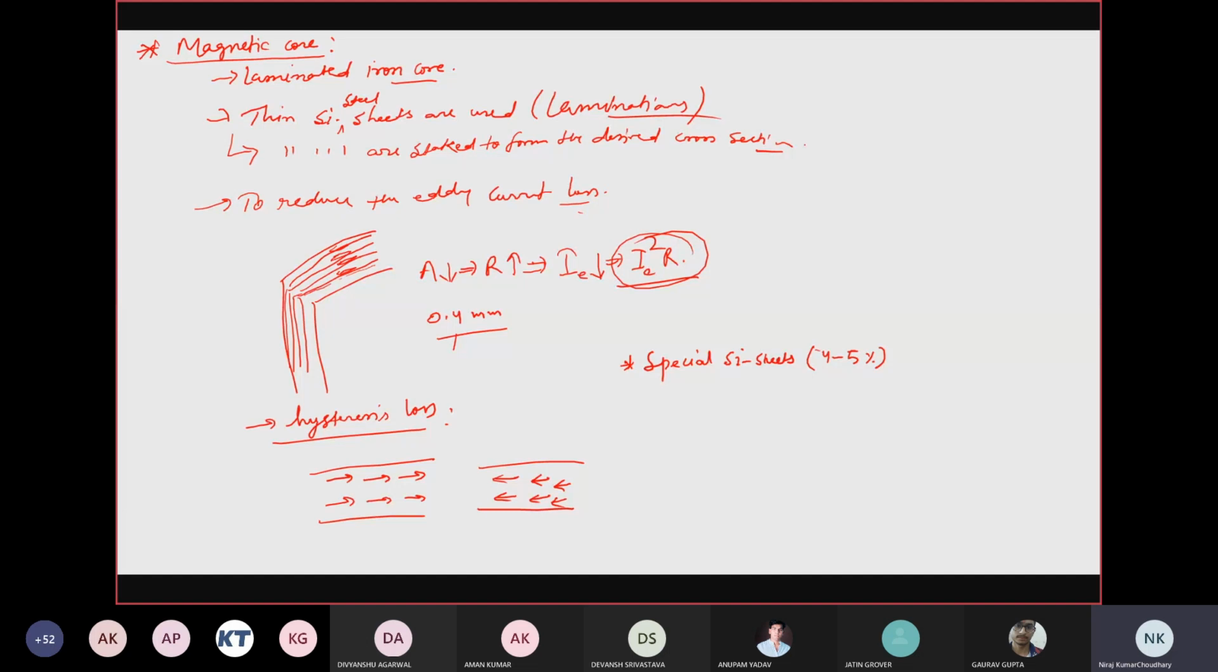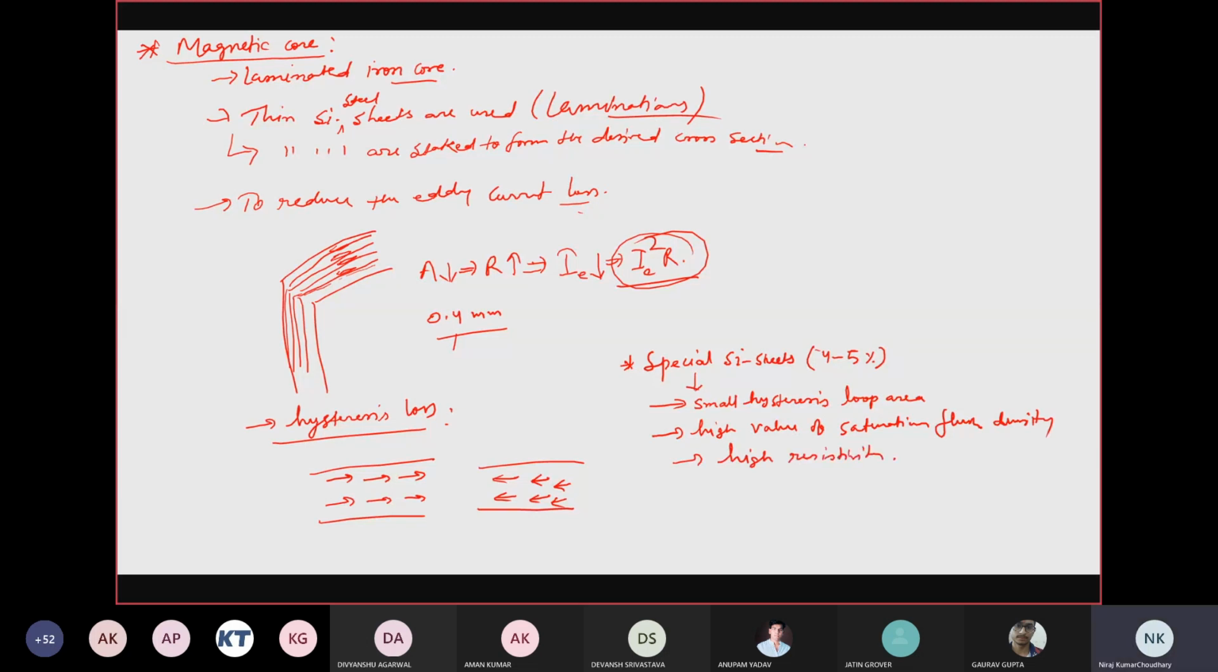तो इसका क्या होता है, such type of special silicon sheets, you have a small hysteresis loop area, right, but having high value of saturation flux density and also high value of resistivity.